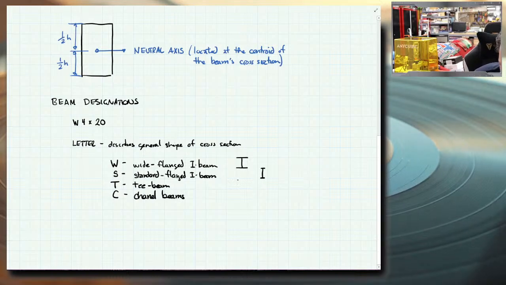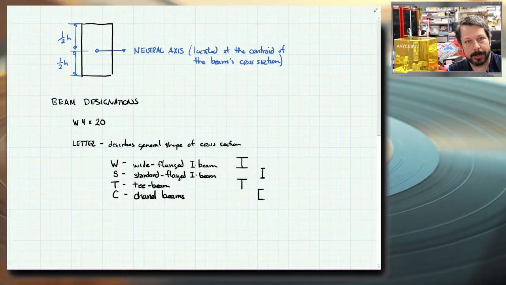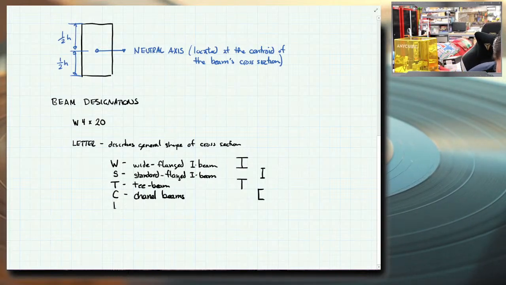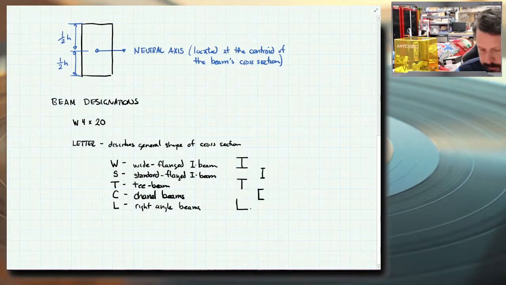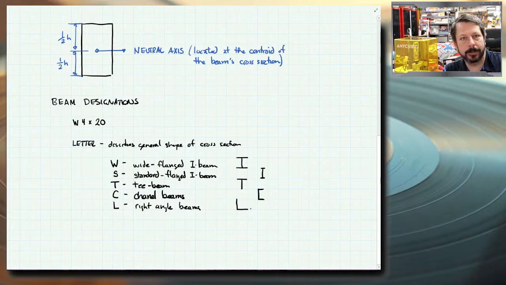So the T-beam cross-section looks like a T. Channel beam looks like a blocky letter C. So it does look like a C, but it's kind of blocky, right? So it's half of an I-beam, more or less. I think we have L also in your book. And these are right angle. So they look like a right angle, like a capital letter L with a really long bottom part.